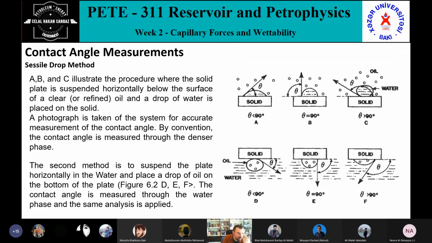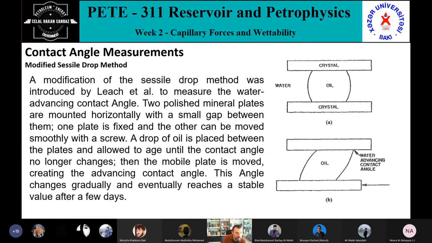Another method is called the modified sessile drop method. In this modified one, you have two different crystal polished surfaces. One of these surfaces is moved, and it records the water advancing contact angle. So by using this one also you can have an idea regarding your contact angle. It is very basic, I put it as a basic step, so no worries.